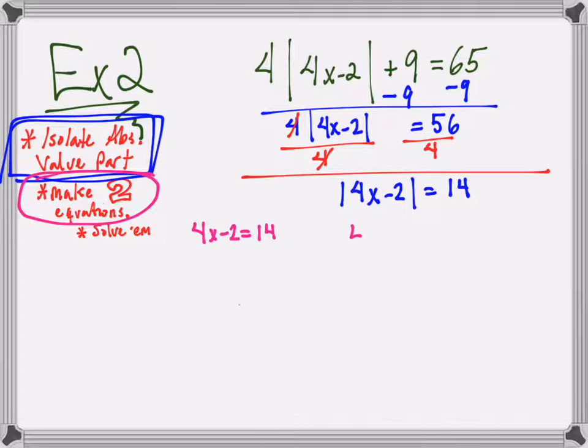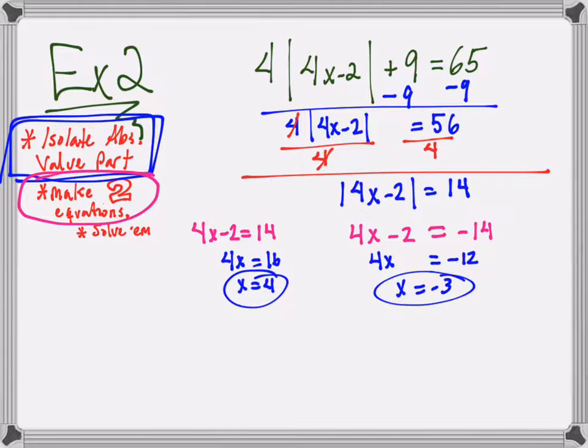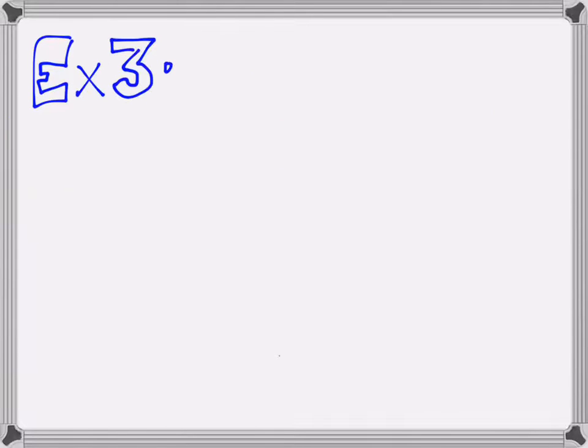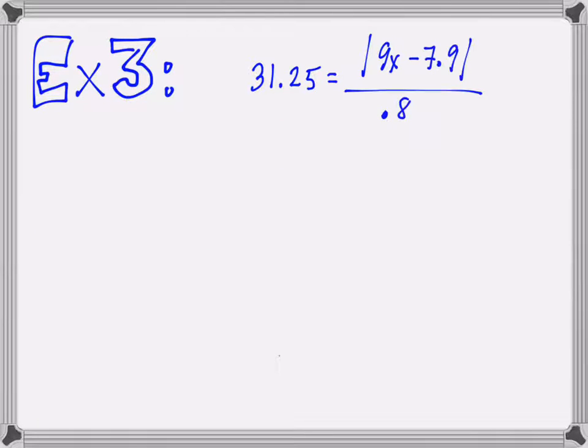So now from here, that just gives us our two equations to solve. So we make two equations and then solve them each by doing the same thing to both sides, and there we go. Our third example just looks a little crazier, but okay, so what's weird here?